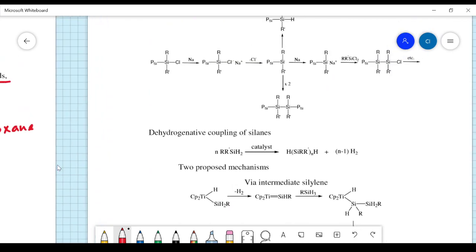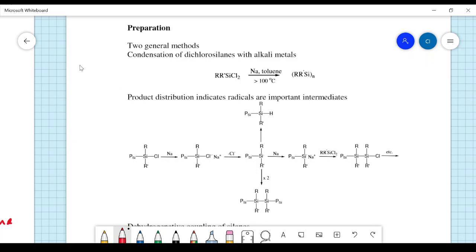Look at the next part of this preparation. Two general methods: the condensation of dichlorosilanes with alkali metals can also give rise to some polymers. R'RSiCl2, in the presence of sodium and toluene, gives the polysilane. Here chlorine is being removed; in the presence of sodium it forms sodium chloride. Product distribution indicates radicals as important intermediates, so they have found that radicals are important intermediates there.